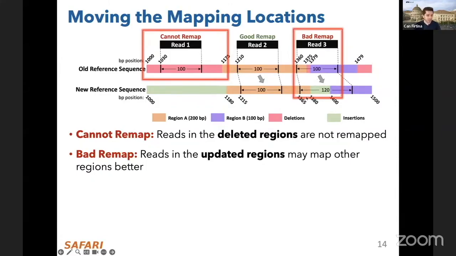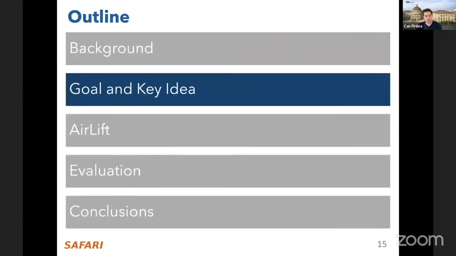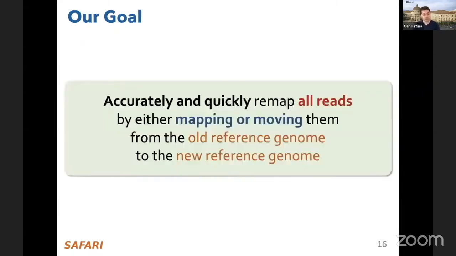So this read could still map to this region again, or to some other region with a better alignment score. But we're missing out on that information as well by simply moving the read to the corresponding position in the updated region. So a large portion of the mapping information is then lost or inaccurate by simply moving the reads from constant and updated regions to their corresponding positions in the new reference genome. So then let me go over our goal and the key ideas in AirLift.